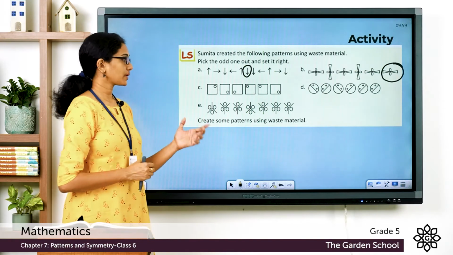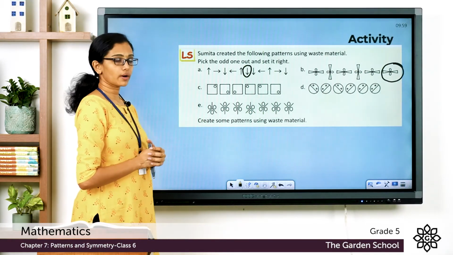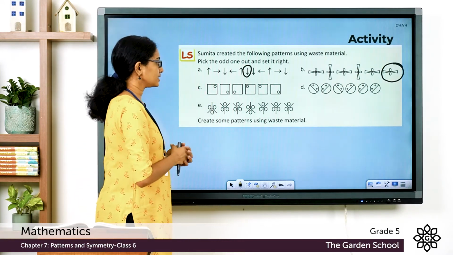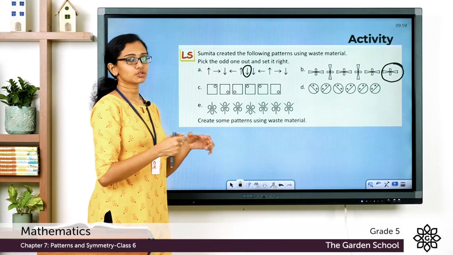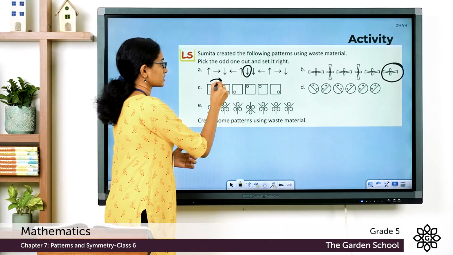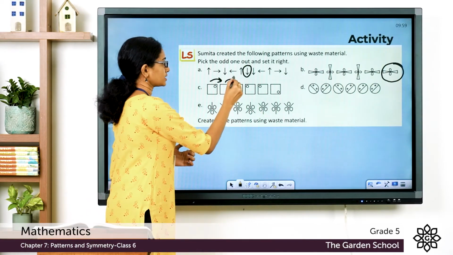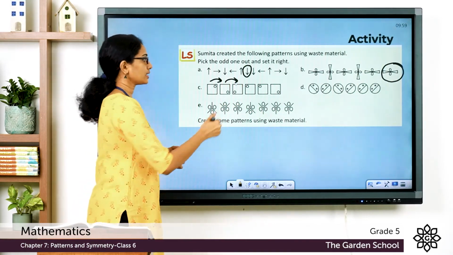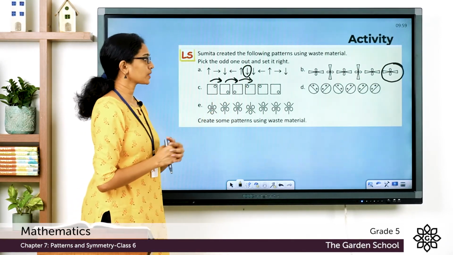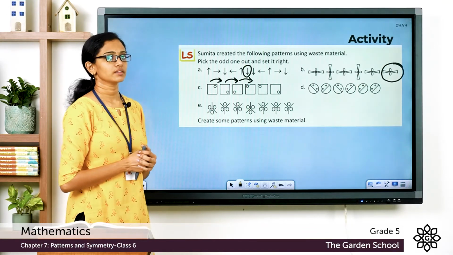Let's see the next one, question C. Observe this pattern. There is a square inside which we have a small circle. Now in the second case, this first image seems to be turned through a quarter turn. Like this. Then again it's rotated, then again it's rotated, and in the next picture it seems that the image is not rotated.